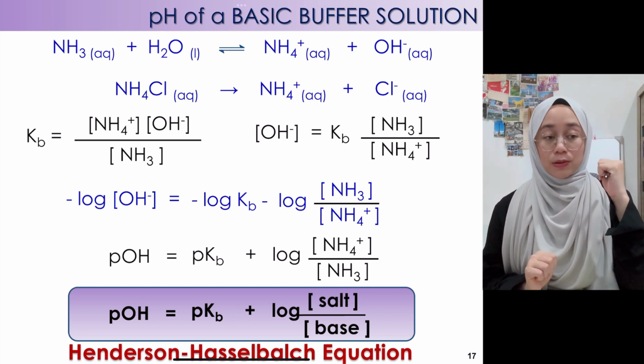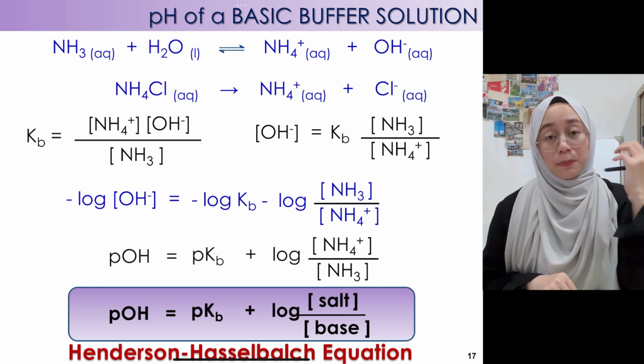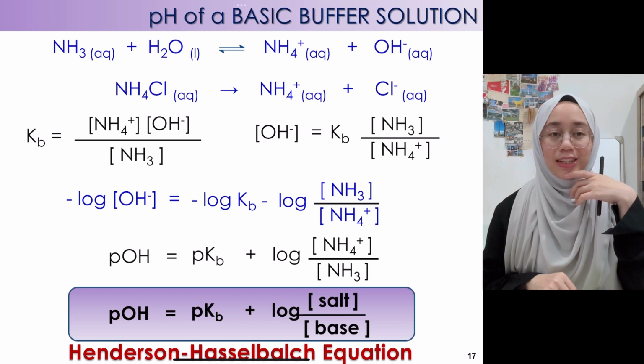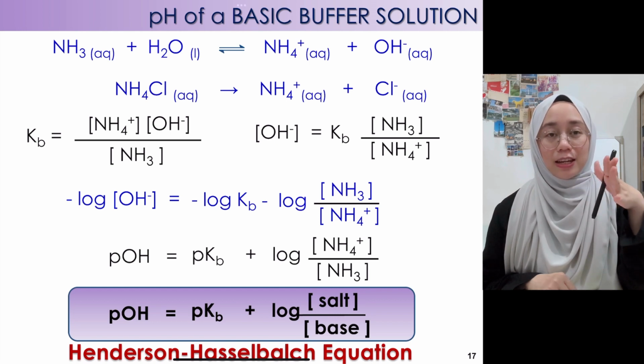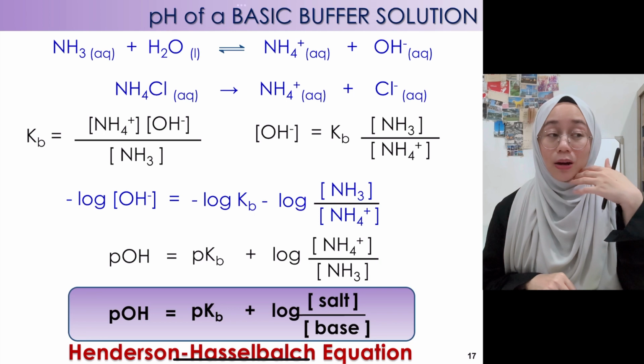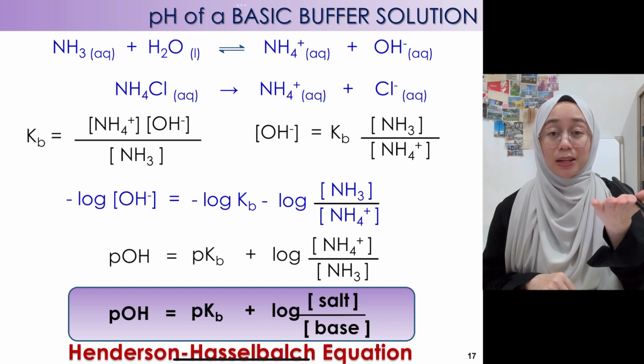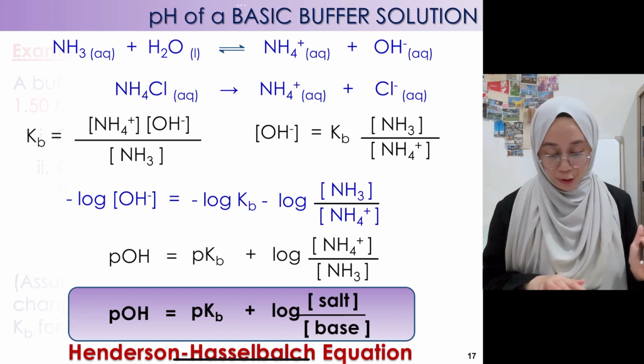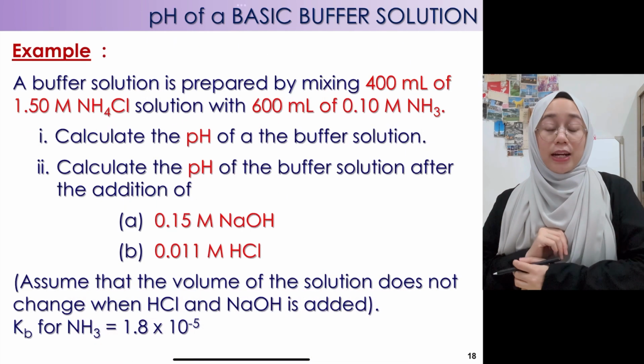So untuk basic buffer solution, so kita akan kira POH dululah sebenarnya, tapi adakah soalan tanya POH? Usually soalan akan tanya pasal pH, jadi kita kena cari the pH lah pula lepas tu. How? What is the relationship of pH dengan POH? pH tambah POH adalah bersamaan dengan 14. Very good.